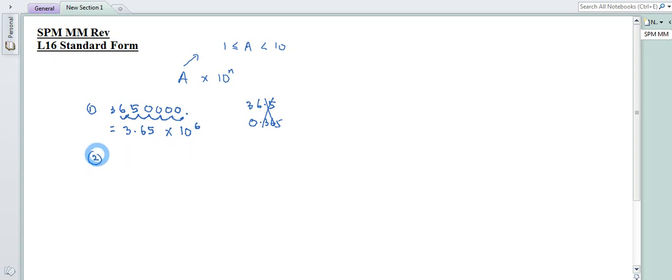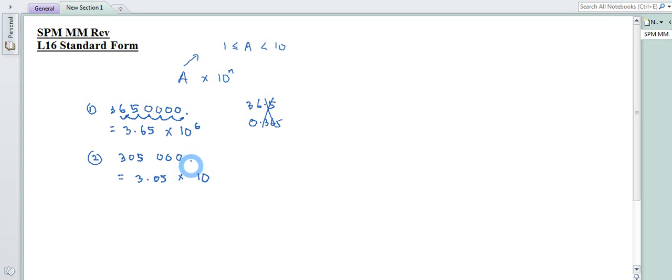Okay, so this one should be okay, right? Let me give you an example, 305,000. I want you to write this number in standard form. So what is the first number here? 30.5? No, it's not correct. 0.305? No, not correct. I need to write a number which is within this range, more than or greater than 1 but less than 10. So it will be 3.05, right? Times 10 to the power of what?